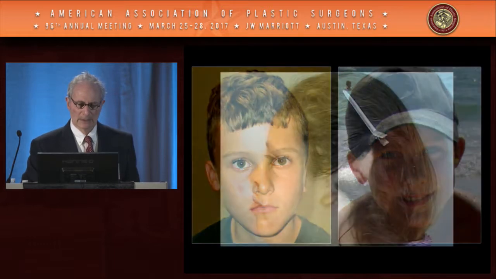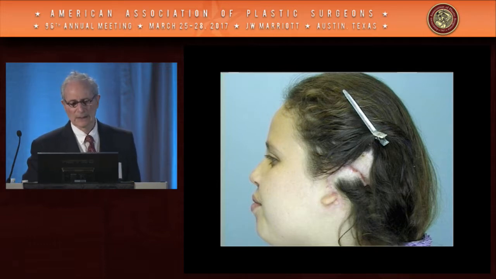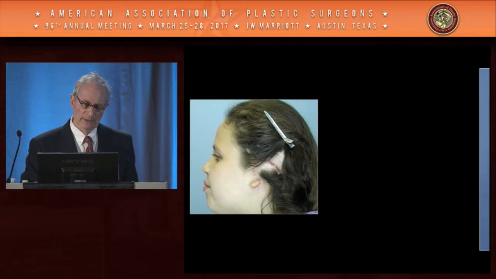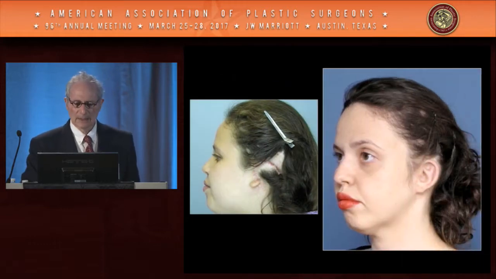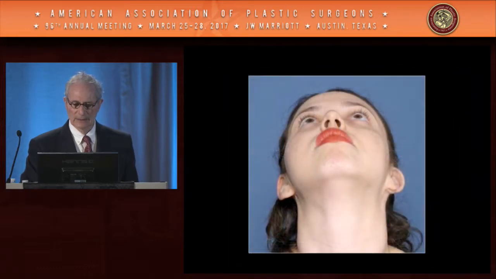This is a patient from our own institution. An otolaryngologist did a cartilage reconstruction. The skin died, and he, for some reason, transferred a scalp flap and did a skin graft. This is her at 27. We did the surgery when she was 10, so this is a 17-year follow-up.